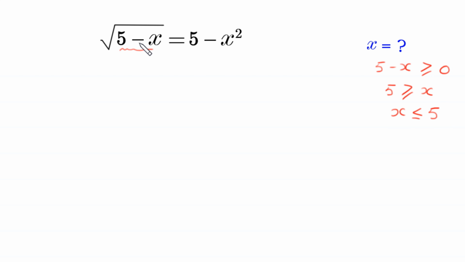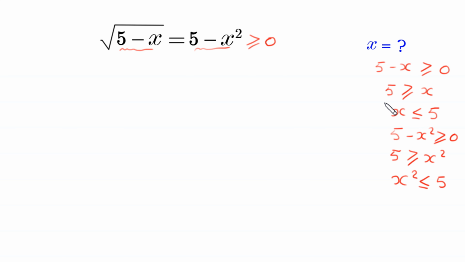And because the left hand side of this equation must be greater than or equal to 0, the right hand side 5 minus x squared must be greater than or equal to 0. If you move this negative x squared to the right hand side, then 5 must be greater than or equal to x squared. It means x squared must be less than or equal to 5.